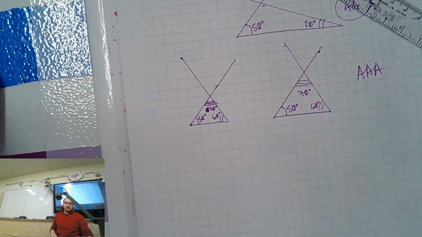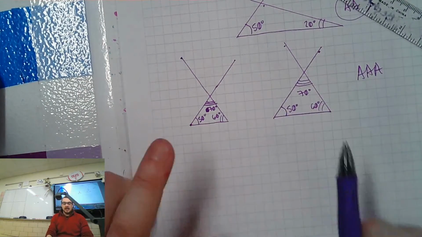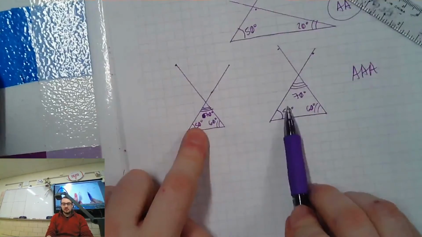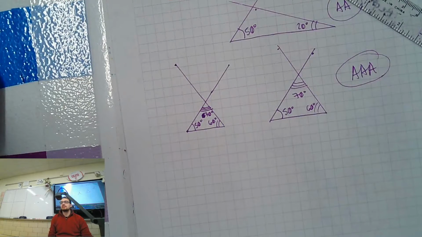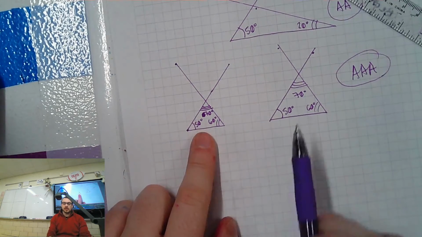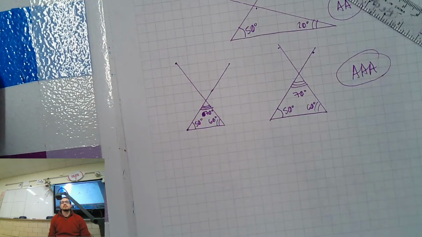All right, so on my triangles, hopefully you've done this too, I have three angles that all match up, right? 50 and 50, 60 and 60, 70 and 70. So I know all three angles are the same, right? Is that enough to prove that the triangles are congruent? Are these two triangles the same? No, their angles are the same, but are their sides the same? Remember, everything on a triangle has to be the same for it to be congruent.